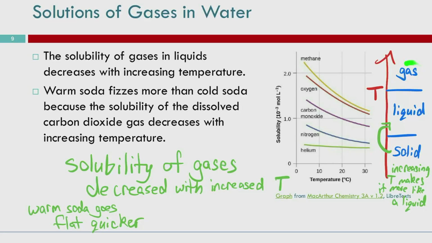If we want to make a gas more like a liquid, to dissolve more in a liquid, what do we do with temperature? Decrease it. It's the opposite thing. So it's more like a liquid as temperature drops. So for our temperature graph here, right, if we go from 30 to 10, our solubility increases for all these gases because they're becoming more like a liquid. They're more easily able to interact with the liquid and stay in solution.